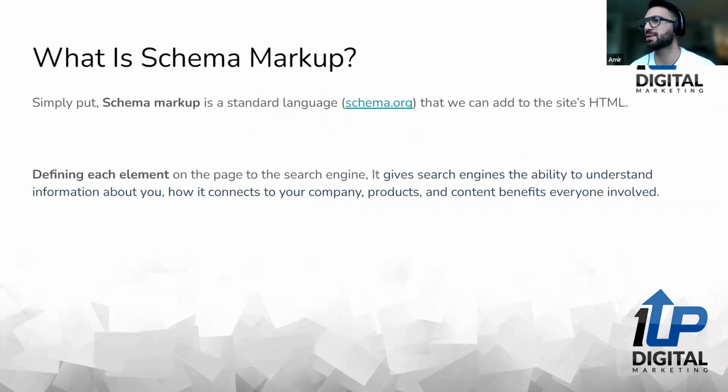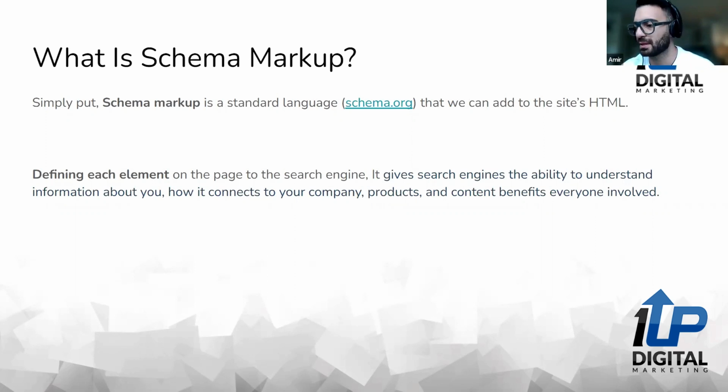Simply put, a schema markup is a standard language. It comes in JSON-LD, the most famous format right now. That is a standardized language by schema.org, and we can add this code to the HTML of the site.